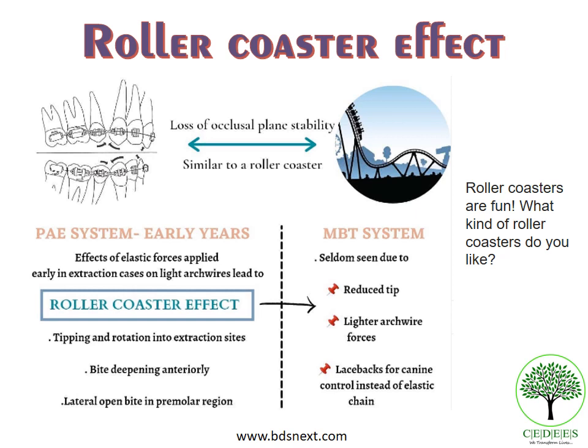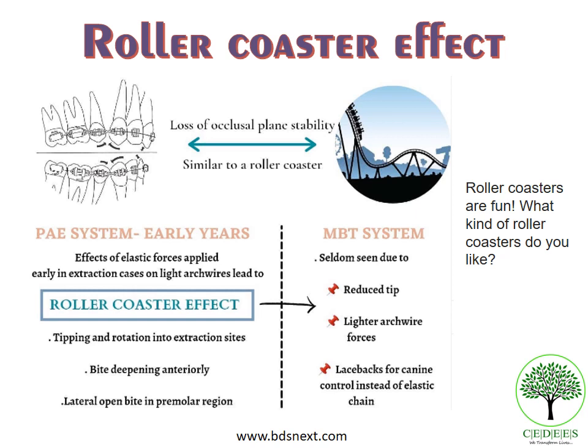These are the three most important features that are seen in the roller coaster effect. Why does this occur? It occurs because of applying elastic forces early in extraction cases on light arch wires. This was seen in the Andrews straight wire appliance or the early years of the pre-adjusted edgewise appliance. The roller coaster effect kind of helped the MBT system to overcome it, and it is seldom seen because the brackets of the MBT system had a reduced tip.